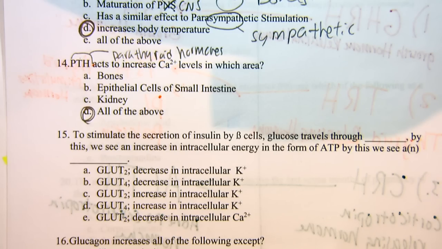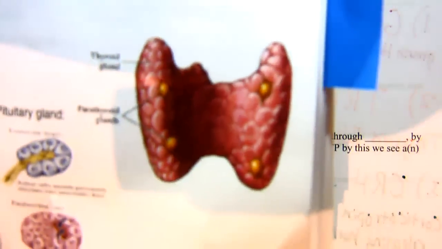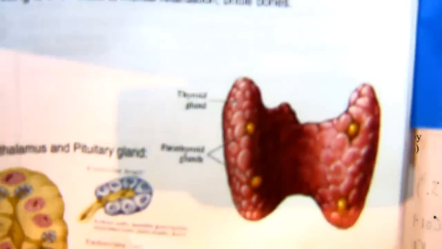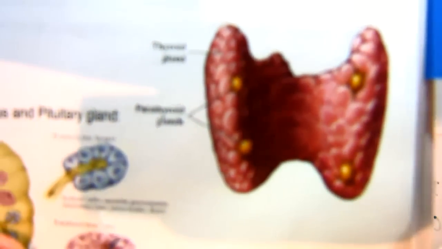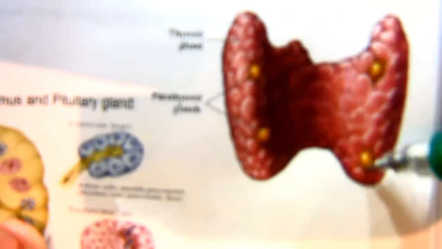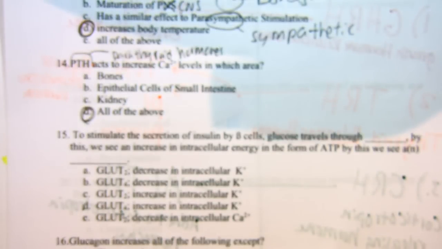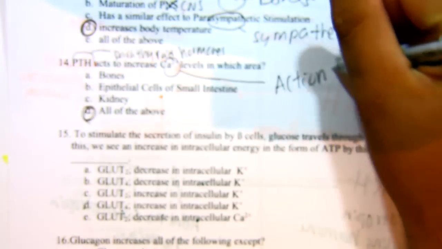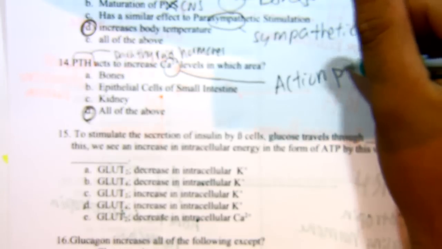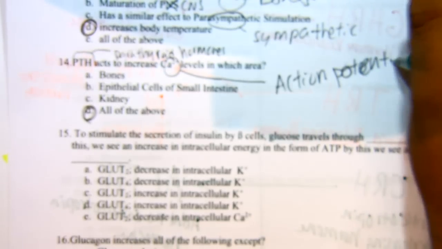Here's a picture of them. This is the posterior view of the thyroid gland, and we have four little P-shaped glands, our parathyroid glands. They have a role in calcium. We know calcium is important for action potential, and it's also important for muscle contraction.